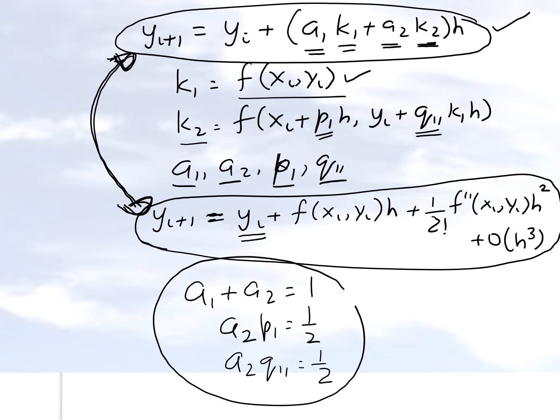And now you might wonder that if I get 3 equations and I have 4 unknowns, what have I solved? You have solved the 4 unknowns by saying that I will take one of the unknowns to be something which I know. So for example, if you choose A2 equal to 1/2, then you get the values of A1 equal to 1/2, P1 equal to 1, and Q11 equal to 1. And you can use those, and then you know all the 4 unknowns.